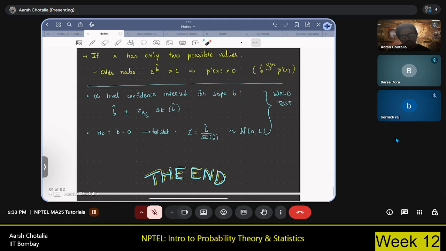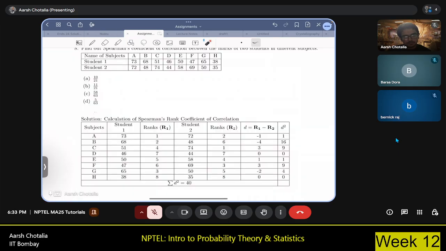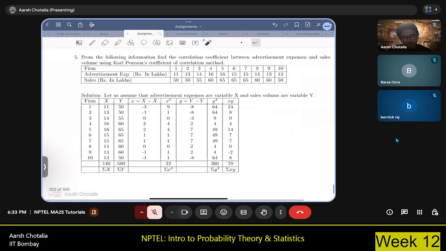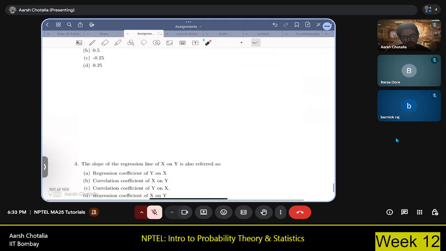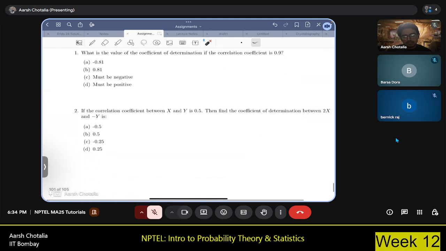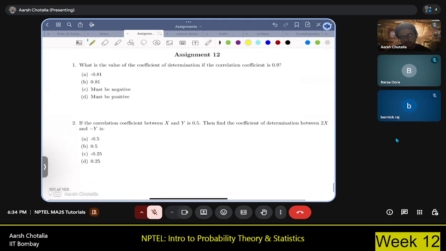But before that, are there any questions? Okay, if there are none, then let's do assignment questions. Most of them are pretty easy.